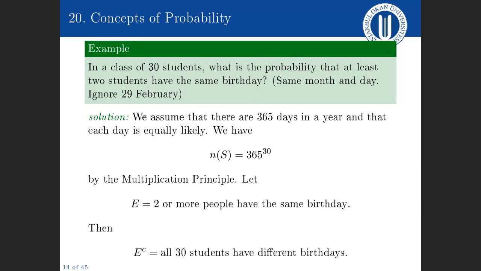What is the number of elements in our sample space? Well, the first student could have any one of 365 birthdays. The second student could have any one of 365 birthdays. So that's 365 multiplied by 365. Then we move on to the third student. The third student could have any birthday, so 365 different days. So again, multiply by 365. It's going to be 365 multiplied by 365, multiplied by 365, multiplied by 365, and so on, until we've done it 30 times, once for each of the students.